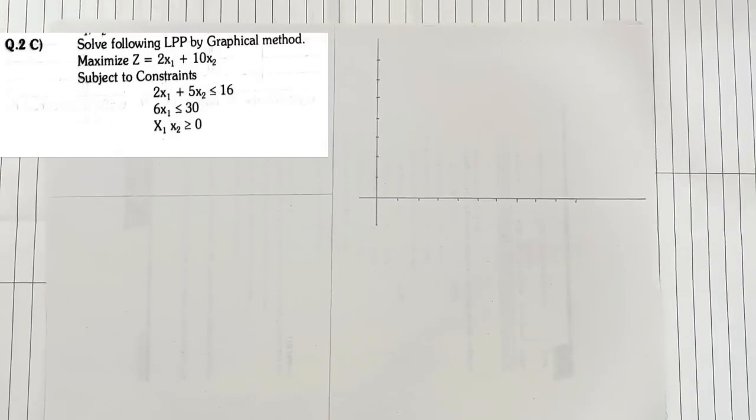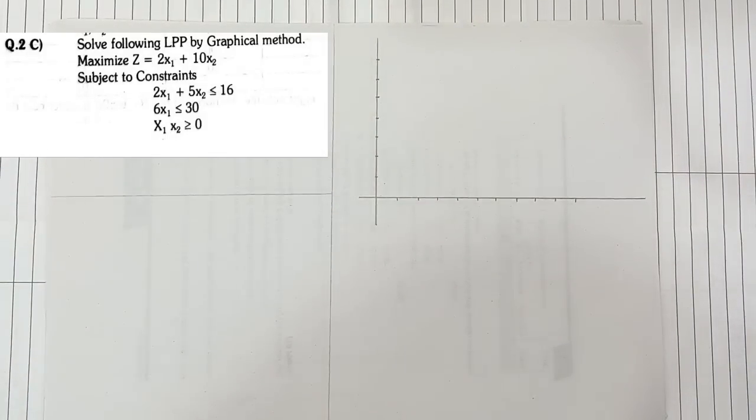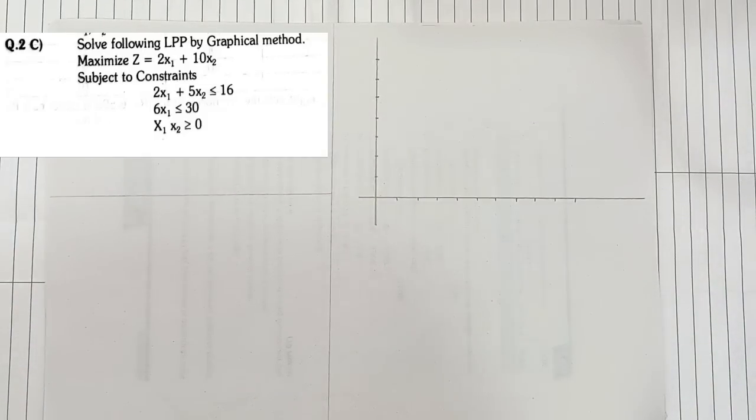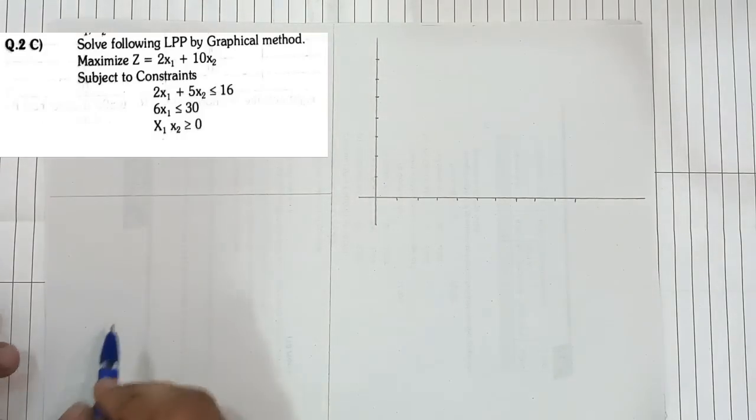The next question was question 2c. I'll read the question once. Solve the following LPP by graphical method. Maximization Z is given to us, subject to constraints. Okay, let us see how to solve this particular sum. When such a question is given, they are giving you the max and just the subject to constraints. So first take the constraints and start working them out to find the coordinates.